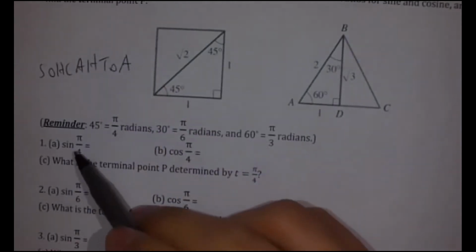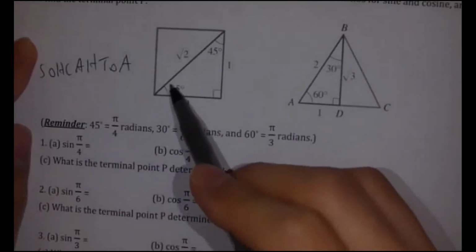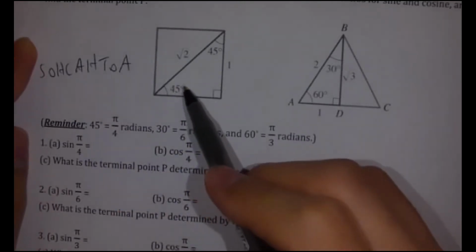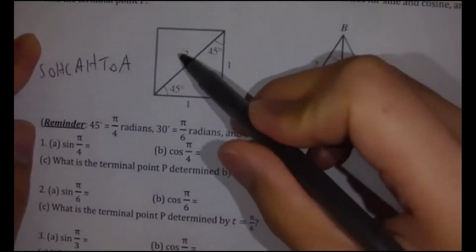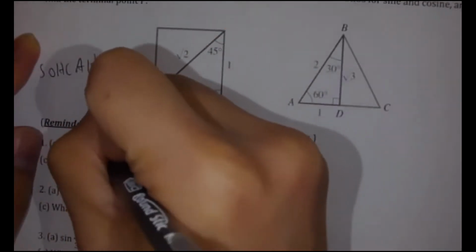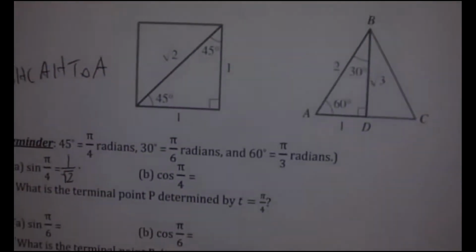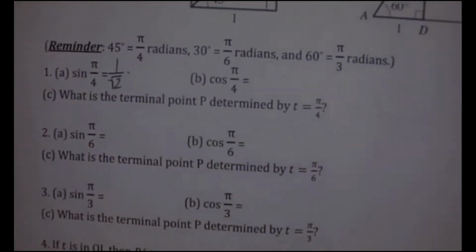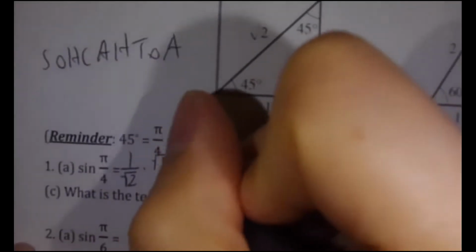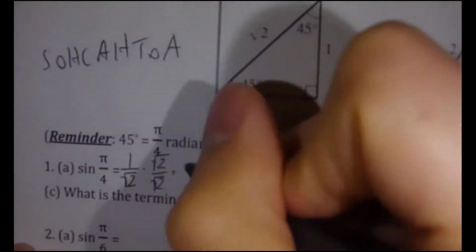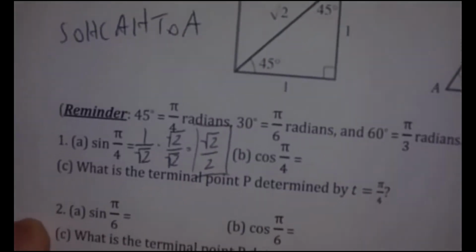Okay, so sine of pi over 4. For that, remember pi over 4 is 45 degrees. So we're going to go to this triangle here, 45, and then you can evaluate opposite over hypotenuse. So this would be 1 over root 2. And then we have to rationalize that. So that will be, let me zoom in here, root 2 over root 2, and that's root 2 over 2. Okay, that's your first answer.